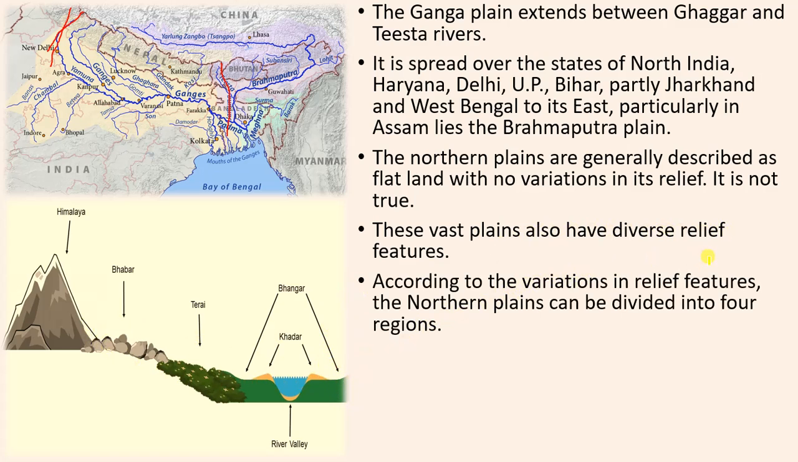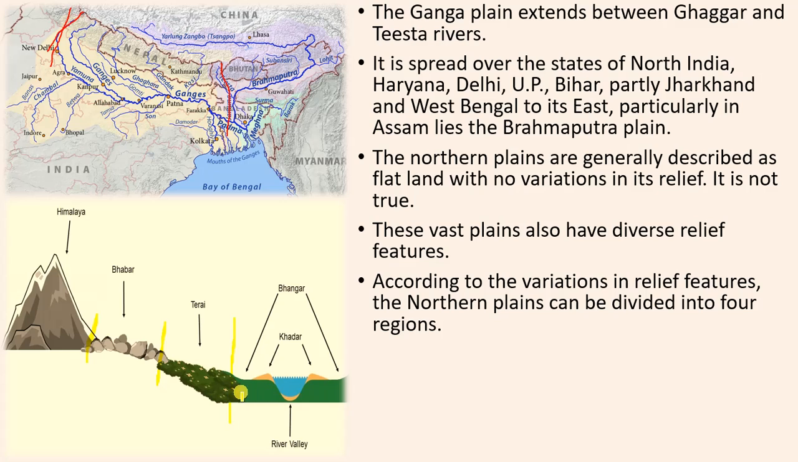According to the variation in relief features, the northern plain can be divided into four regions. So what are those four regions? Those four regions you can see in this picture. The Bhabar belt just beside the foothill of the mountain. Then afterward the Terai belt, wet, swampy and marshy land. And then afterward the river basins, river valleys having two types of land, that is the Bhangar and Khadar.